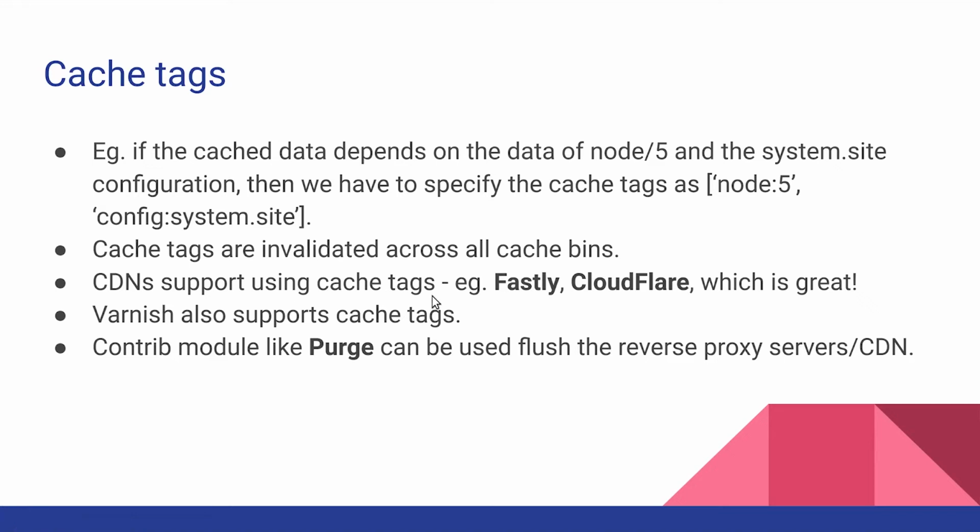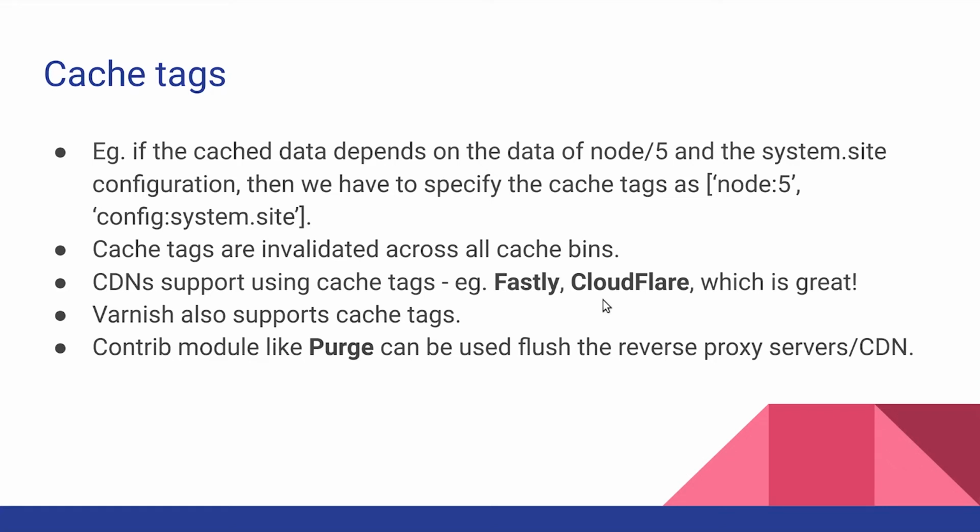CDNs support using cache tags. Fastly and Cloudflare currently support cache tags. That makes it a much better experience for site administrators, because they are able to instantly see updates even while using CDNs. The problem with CDNs is that we may specify that data should be cached in the CDN for 20 or 30 minutes. So there's a 20 to 30 minute lag between the content being updated on the server and the content being reflected on the end user side.